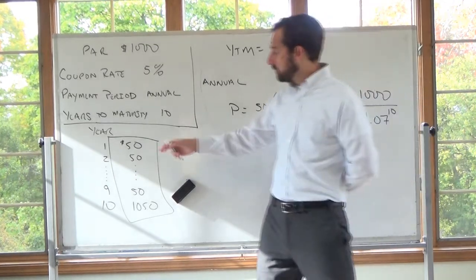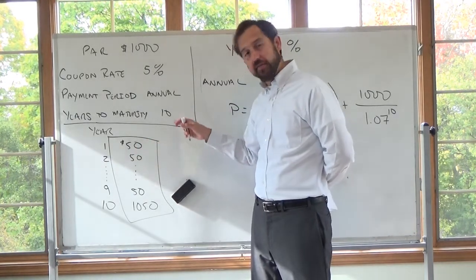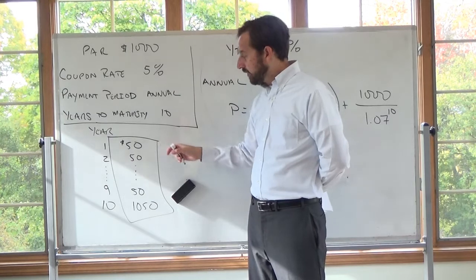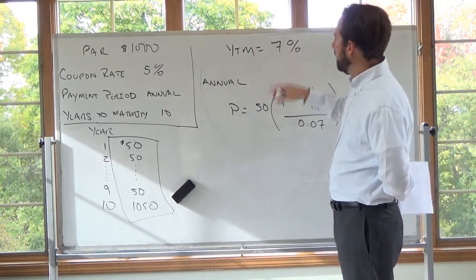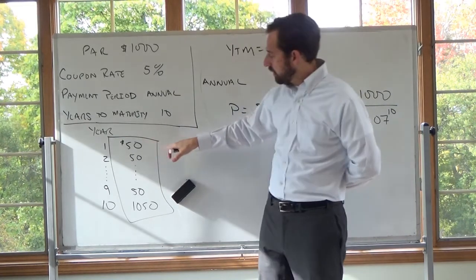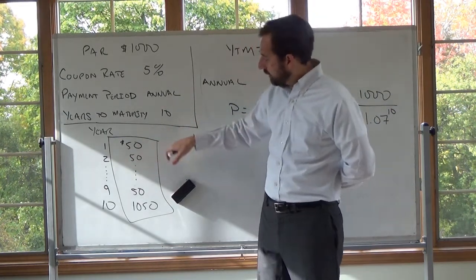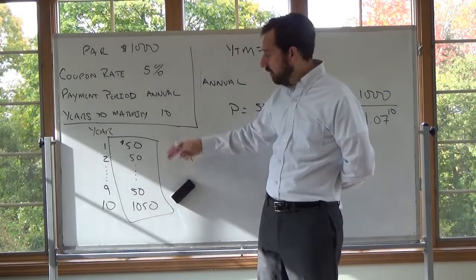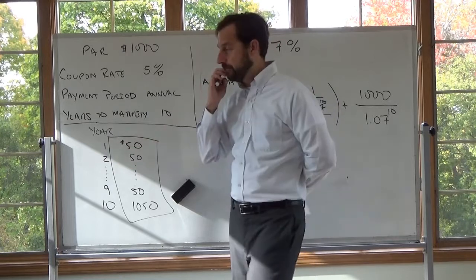In a spreadsheet, it's really easy. You could discount these individually as the present value of a single cash flow. So, $50 divided by, here we'll use a 7% yield to maturity, $50 divided by 1.07 to the first power, and then $50 divided by 1.07 to the second power. Discount each of these individually and sum them up. That gives you the bond value.